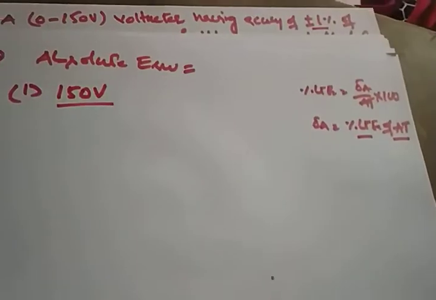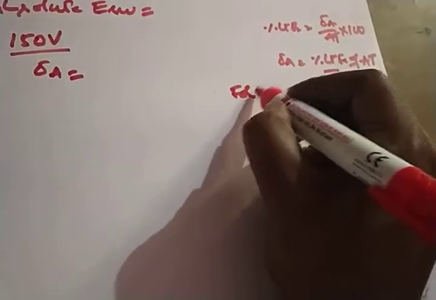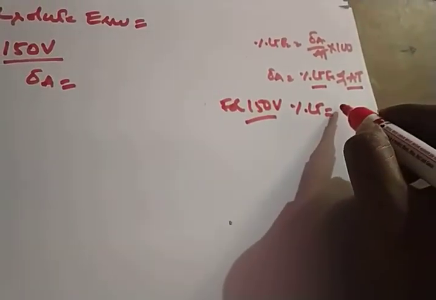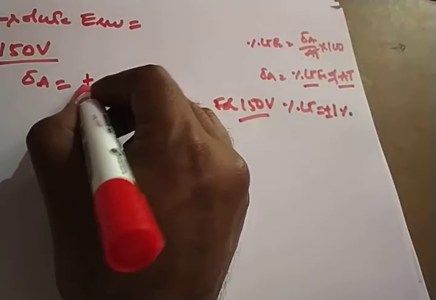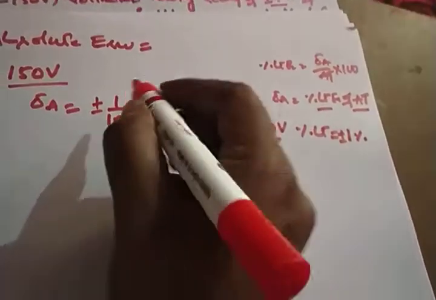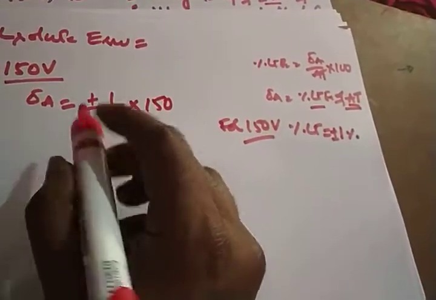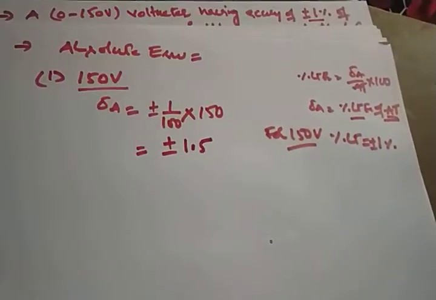Now we'll see. First is 150 volts. For true value 150 volts, what is the absolute error? It is the percentage limiting error for 150 volts, which we already found out. That is plus or minus 1%. So that means plus or minus 1 by 100 into A. What is the true value? 150. So what is the value? Plus or minus 1.5.